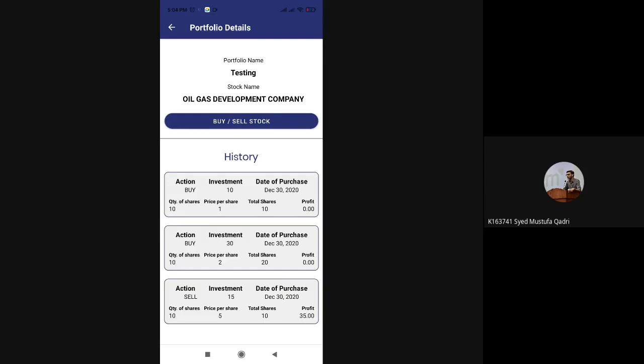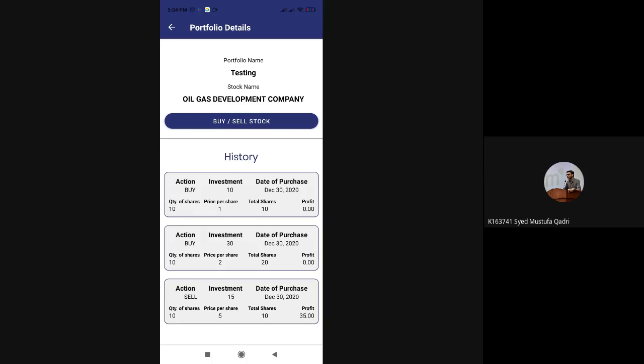And since I have deducted, extracted from my investment 15 rupees, my total investment, which was previously priced per share at 1.5, and I sold 10, so 1.5 into 10 is 15 again. And 30 minus it, I am considering the investment factor, so 30 minus 15 becomes 15. So my investment is also updated.